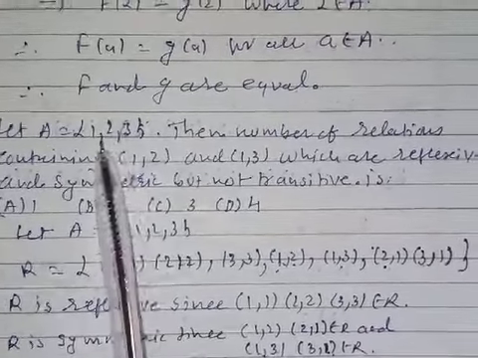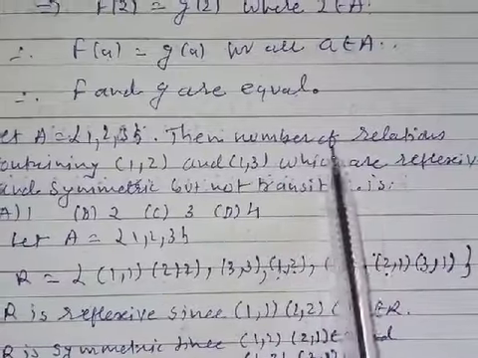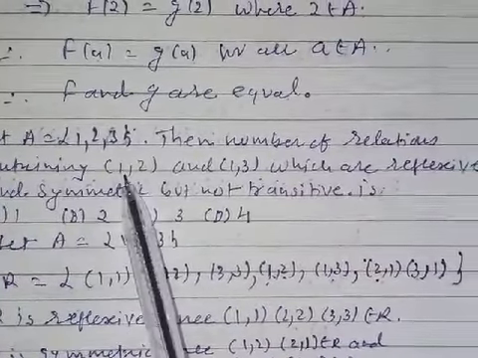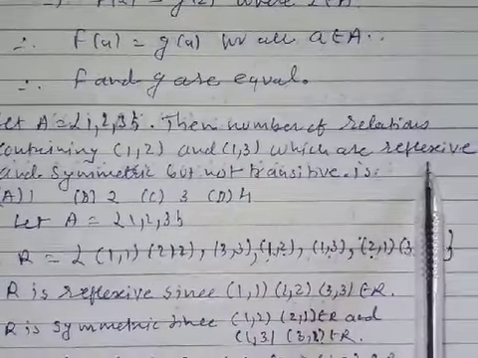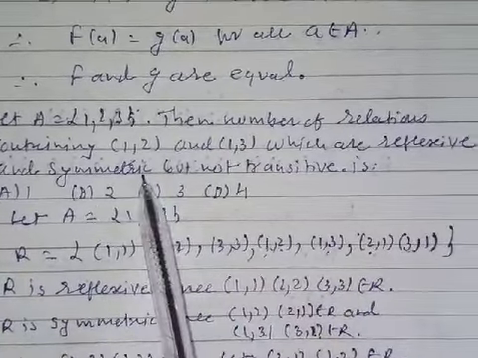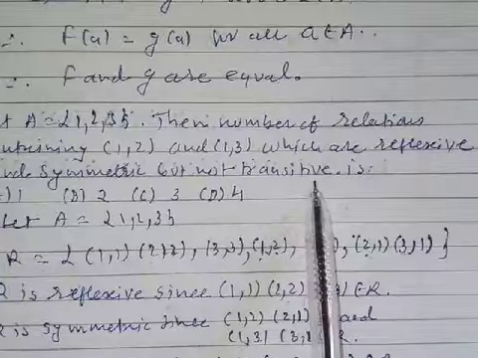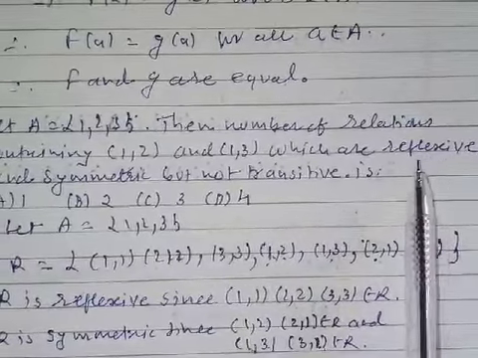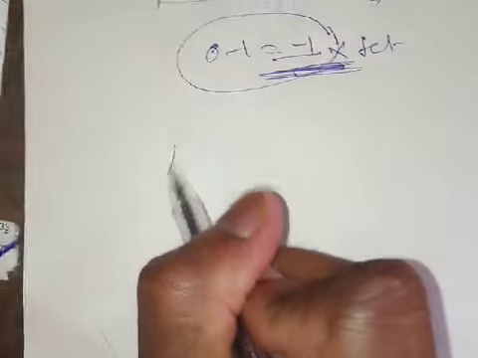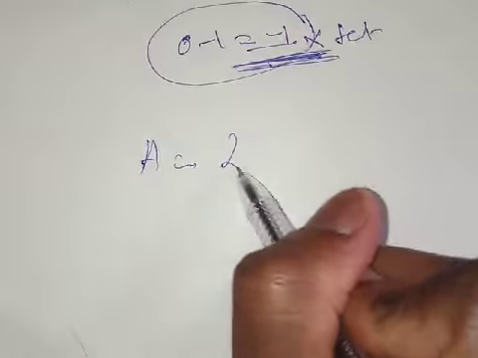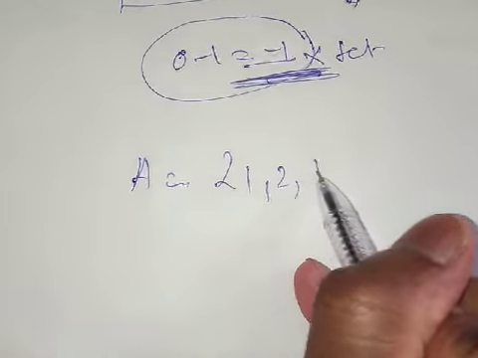Let A = {1, 2, 3}, then the number of relations containing (1, 2) and (1, 3) which are reflexive and symmetric but not transitive. You know that. How do we have to select the set? What set is given to us? What is given to us is that A = {1, 2, 3}.